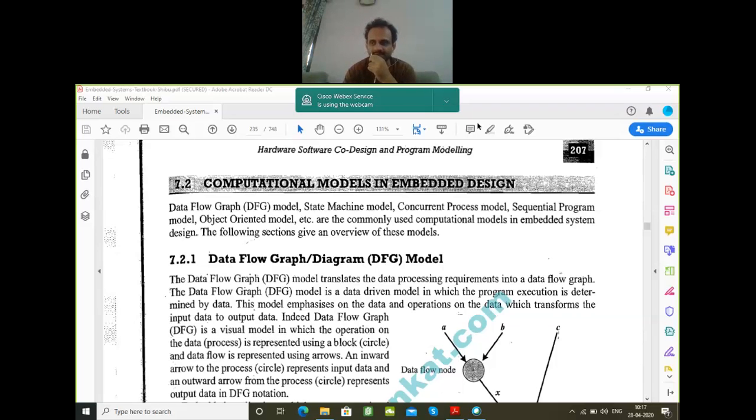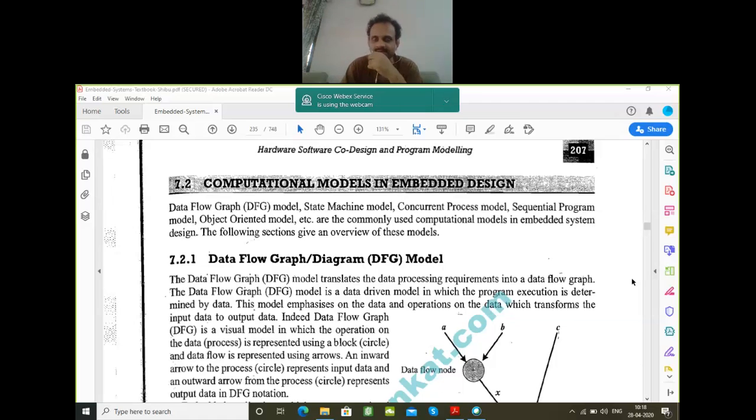Next we look into the computational models in embedded systems. Computational models are those models in the embedded system wherein you can perform computations. Computation means calculation. If you have some input and you perform calculation on it, you get the required output. So computational models help in performing certain calculations on the input data to produce the output data, and these are done using embedded system design.